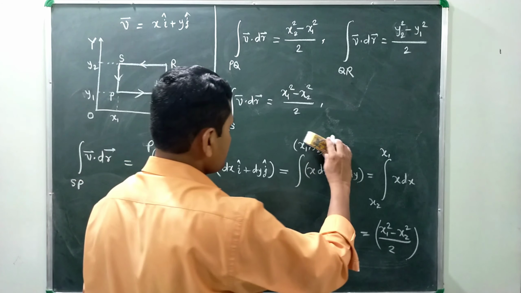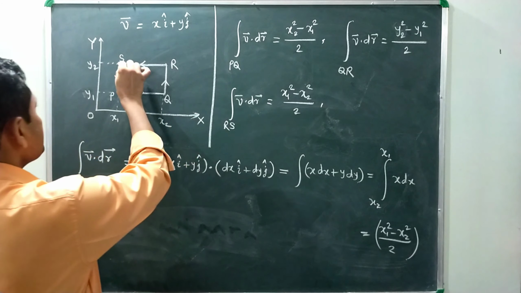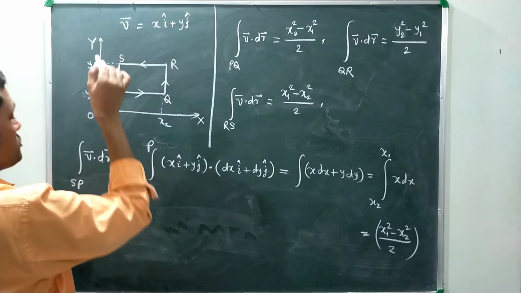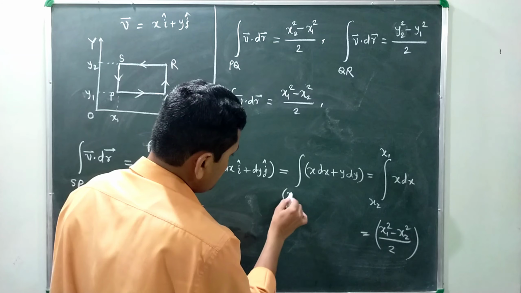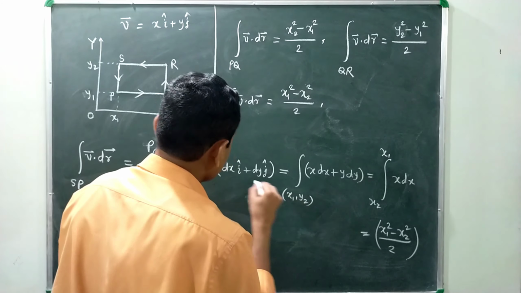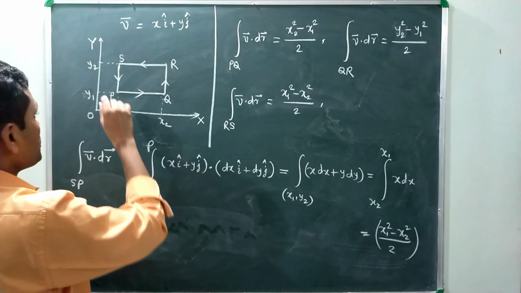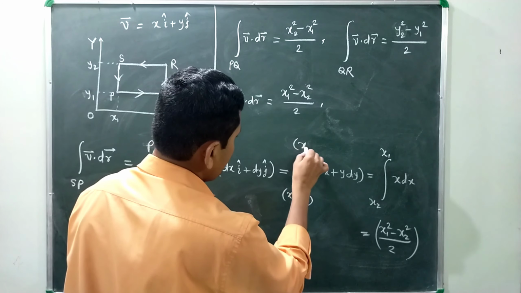Now what is point S? Point S is x1 y2. So here it is x1 y2. And what is point P? Point P is x1 y1.